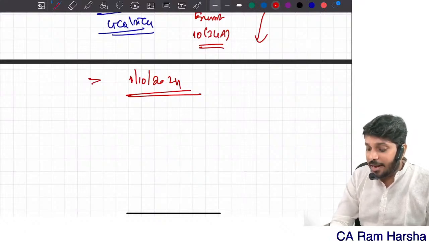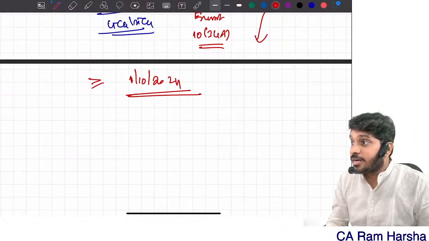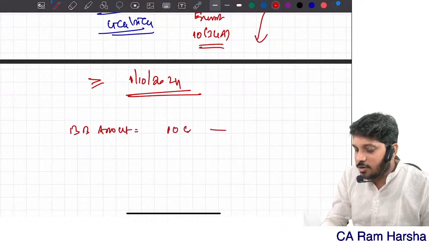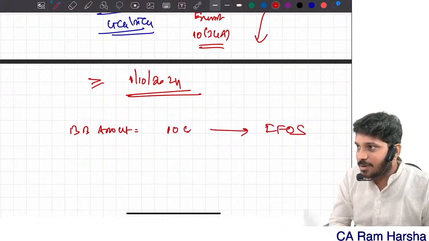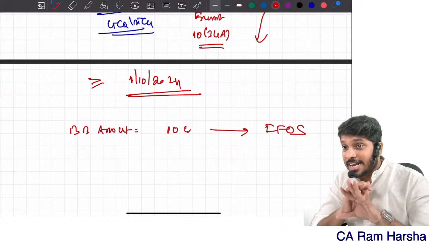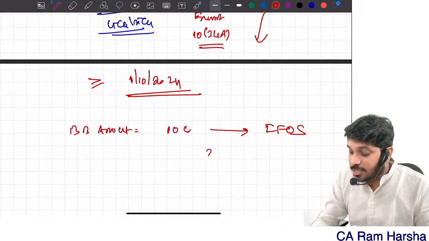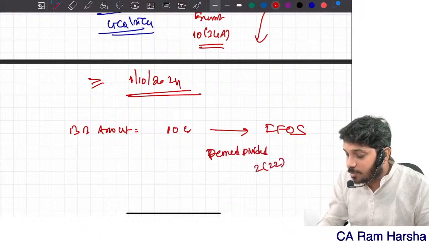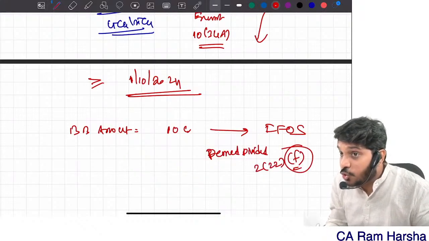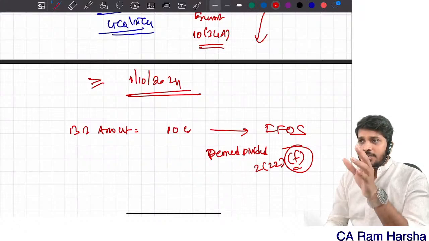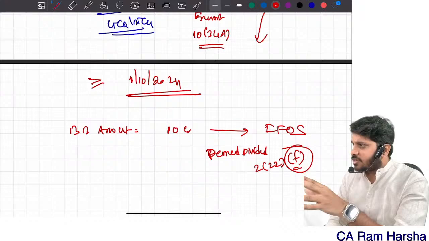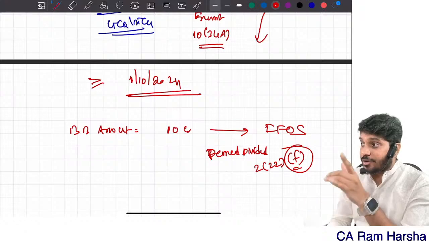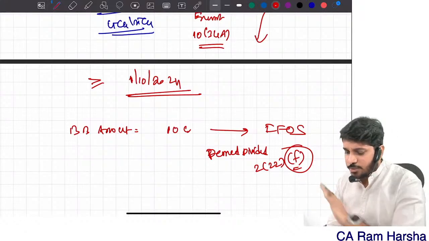If buyback happened on or after 1st October 2024, the company paid you buyback amount of 10 crore. Straight away that is taxable under income from other sources as dividend. It is treated as deemed dividend, under 2 subsection 22 clause F, which is newly added. Straight away the buyback amount is taxable in other sources if the buyback is on or after 1st October 2024.